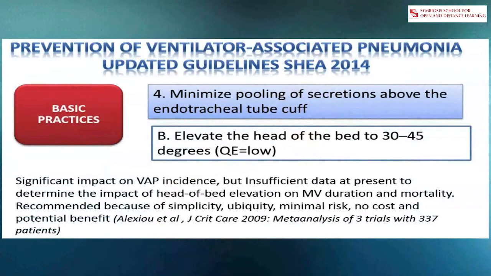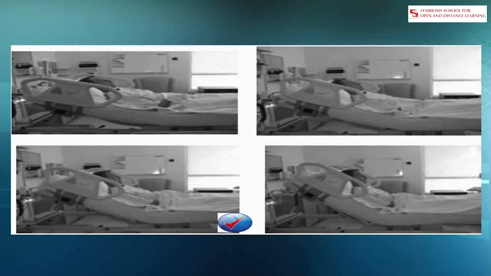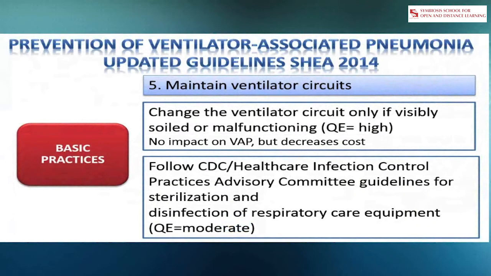Elevate the head of the bed to 30 to 45 degrees, which is very important. So, among these four, which do you think is the right picture? It is C. All of them look like the patient has the head end of the bed elevated, but this is the right one. Maintain the ventilator circuits: change them only if visibly soiled or malfunctioning, otherwise there is no need to change every 3 or 4 days like people earlier used to feel.